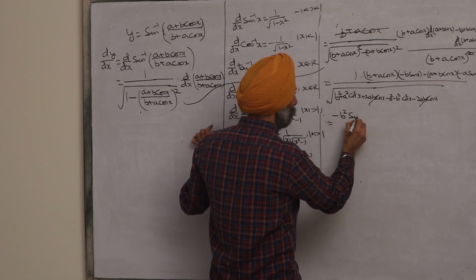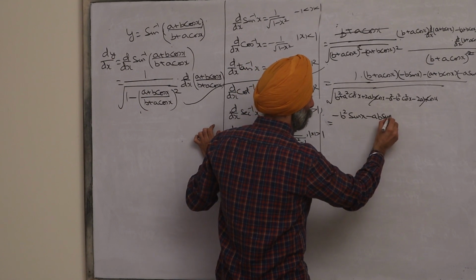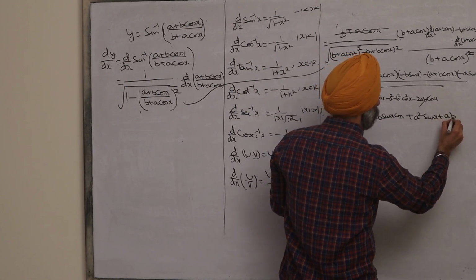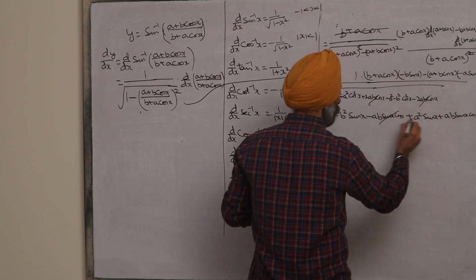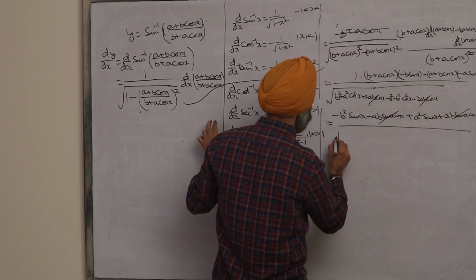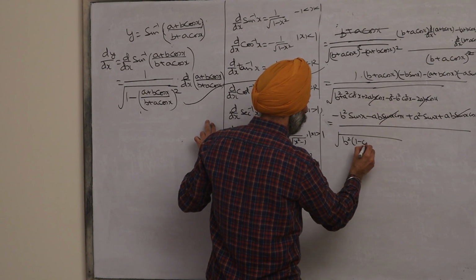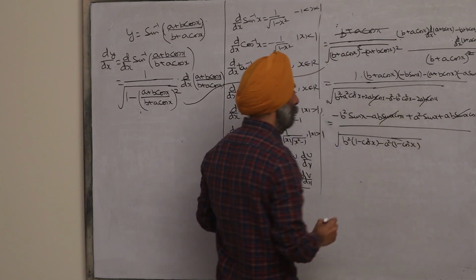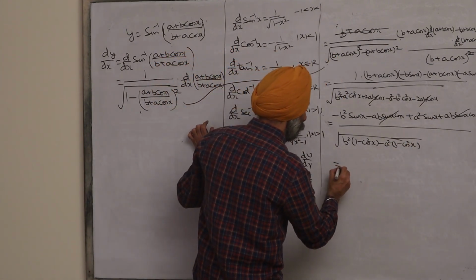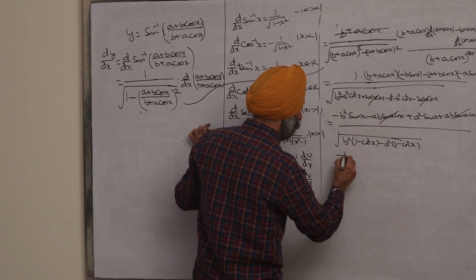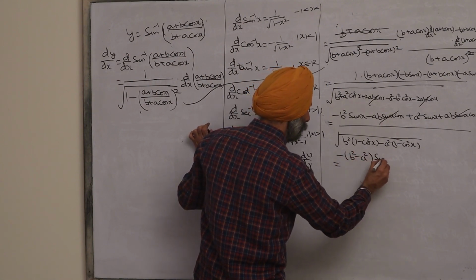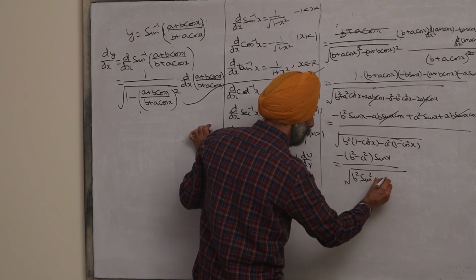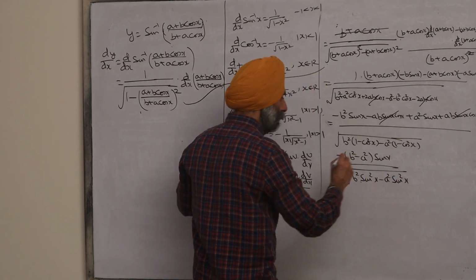It is minus b square sin x minus ab sin x cos x plus a square sin x plus ab sin x cos x. This term will cancel upon, it is b square into 1 minus cos square x minus a square into 1 minus cos square x. So if I take minus common from the numerator from the two terms, it is (b square minus a square) into sin x upon under root of b square into sin square x minus a square into sin square x.